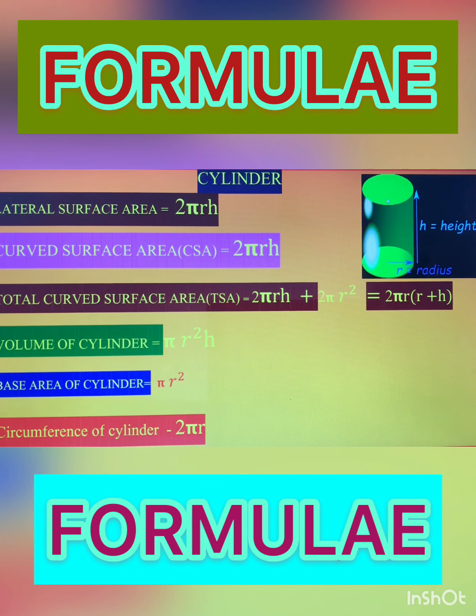So total surface area you can find by adding these three things, that is 2 pi r (r plus h). Now you can move to the next. This is top and base, two parts. Now moving to the next solid, that is cone.